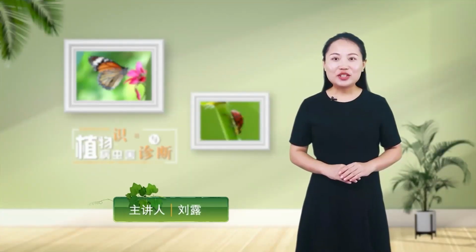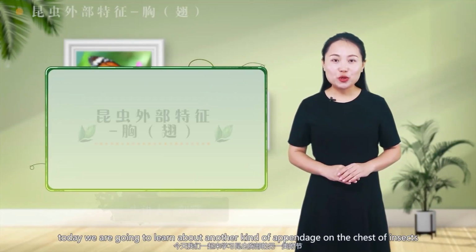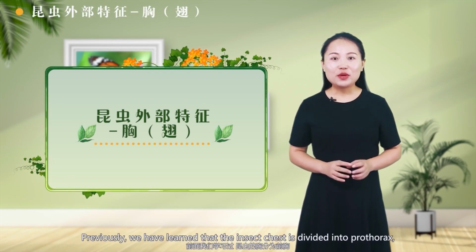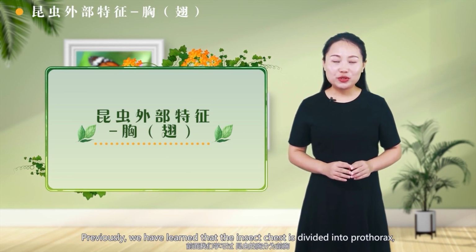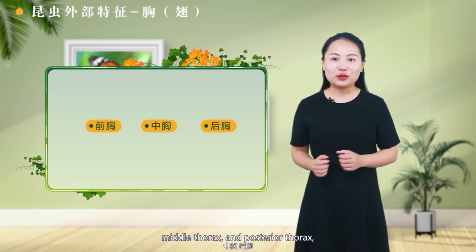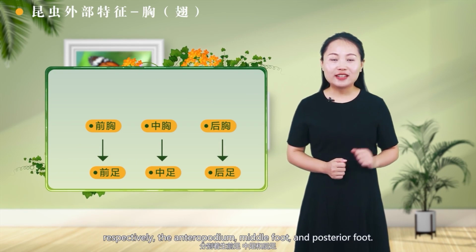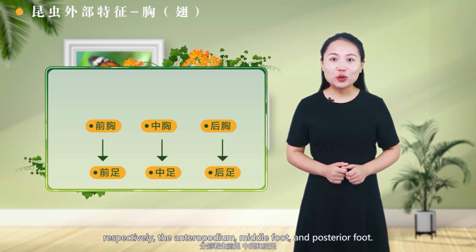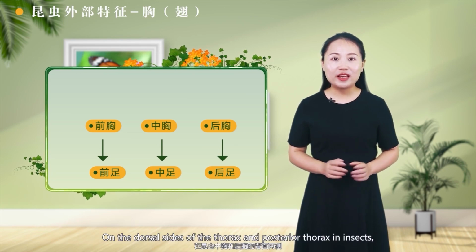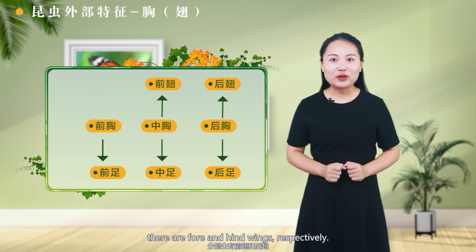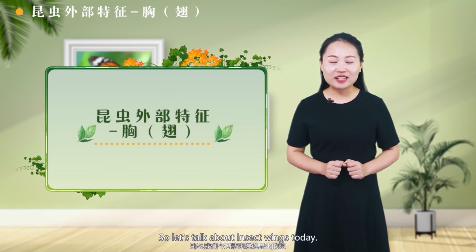Hello everyone. Today we are going to learn about another kind of appendage on the chest of insects, wings. Previously, we have learned that the insect chest is divided into prothorax, middle thorax, and posterior thorax, respectively, the forefoot, middle foot, and posterior foot. On the dorsal sides of the middle thorax and posterior thorax in insects, there are fore and hind wings, respectively. So let's talk about insect wings today.